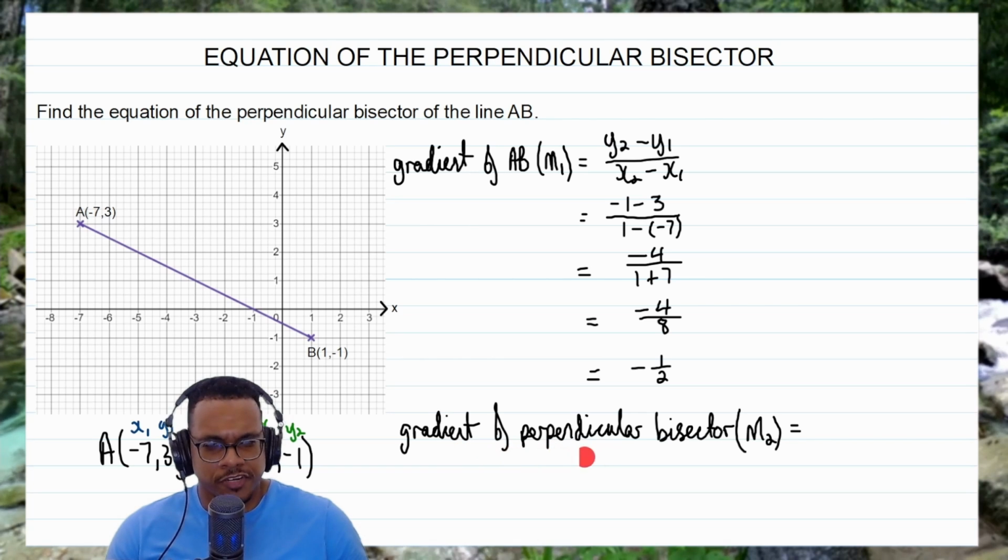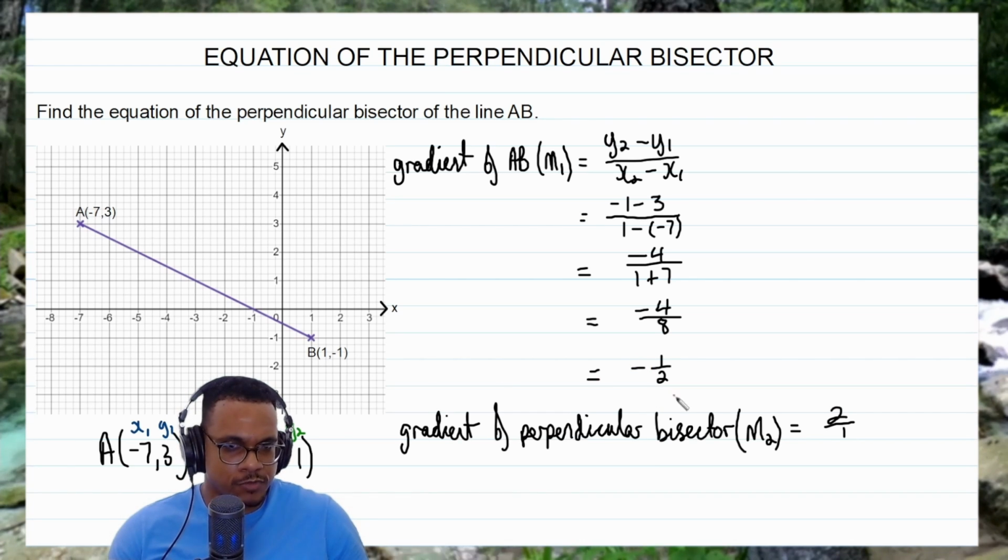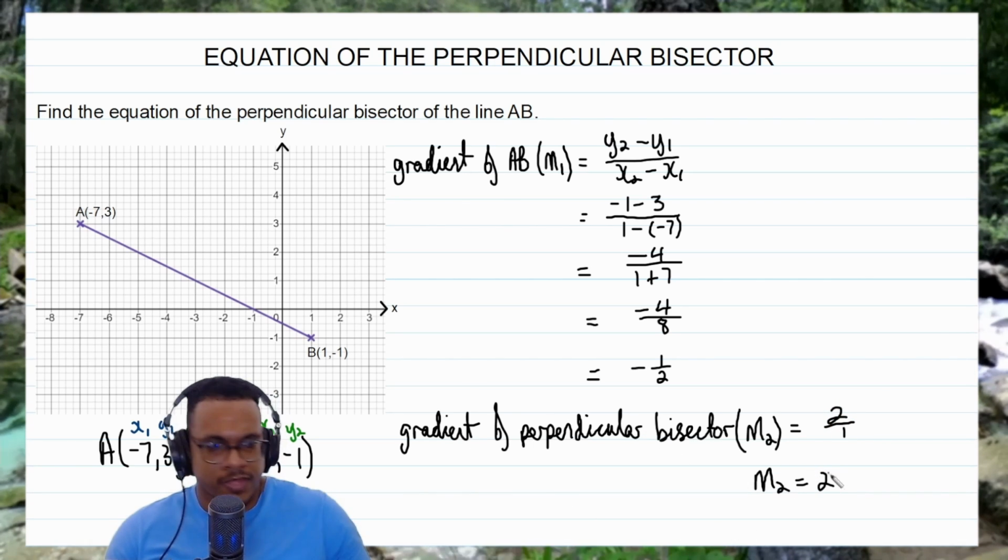So now I'll call the gradient of the perpendicular bisector M2. So seeing that the perpendicular bisector is perpendicular to the line AB, if I want the gradient of a line that's perpendicular to AB, I'll just have to find the negative reciprocal of this number. So that will be the negative reciprocal of -1/2, which will simply mean inverting the number. So I'll have 2/1 and changing the sign. So the negative will change to positive. So 2/1 is 2. So M2 is equal to +2. And this will be my gradient of the perpendicular bisector.